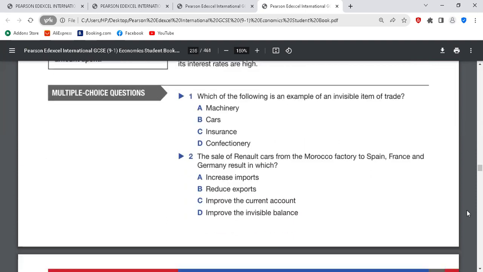So the multiple choice questions. Question 1. Which of the following is an example of an invisible item of trade? Invisible. Insurance, yes, that's a service. This confectionery. Things we buy, like gold, jewelry, yeah.